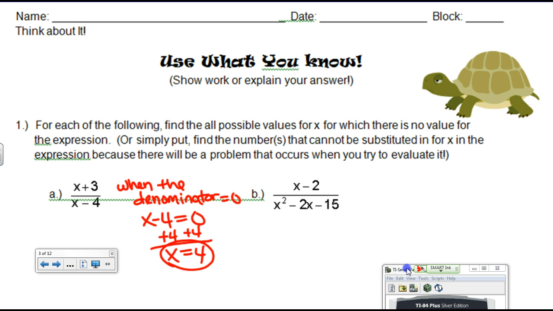So problem B, I can sit here and also try to keep on guessing x's, or I can just remember that when the denominator equals 0, there's going to be a problem. The numerator can be 0. You can have a 0 numerator. You just can't have a 0 denominator. So when x squared minus 2x minus 15 equals 0, it will be undefined.